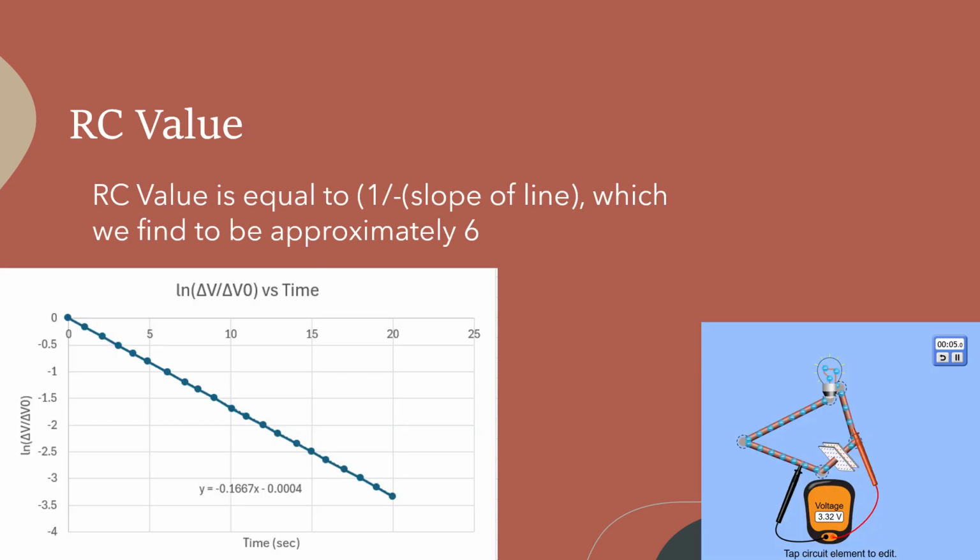And the RC value, or the time constant of the capacitor, we start by setting up a circuit with a 9-volt battery, the bulb, and a capacitor in it. First, we charge up the capacitor until it is full, and we take out the battery, and then let the capacitor discharge. We check the voltage in intervals of 1 second for 20 seconds, then we record it. We then plot the natural log of the potential difference over the initial potential difference versus time, and we find the slope of this line. When we take 1 divided by the negative slope, we find the RC value, which is 6 seconds for this capacitor.